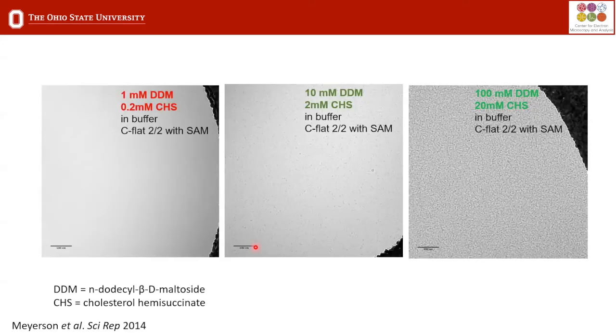So here's one case where detergent ended up working. We've tried functionalizing the carbon of this grid. SAM is self-assembled monolayer. So these are normal carbon grids that we sputter coated with gold and then added a layer of PEG onto them to try to force protein in the holes. And that by itself wasn't enough. We ended up adding some DDM and CHS, and we found that as we increased the concentrations of these detergents, it forced more and more protein into the holes.